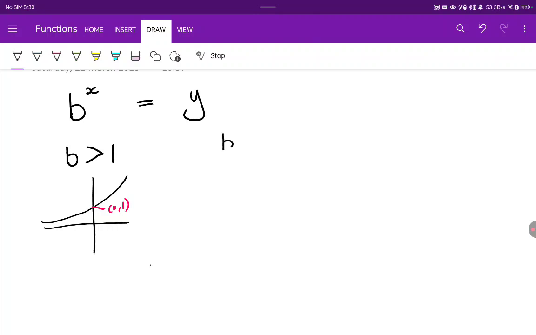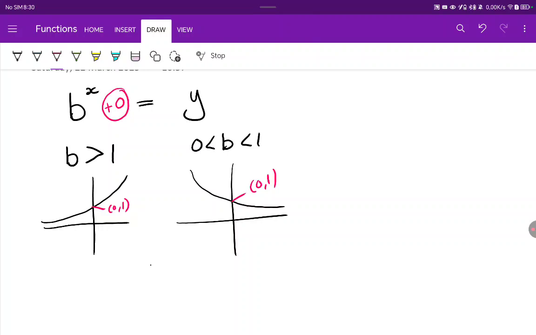b could be in between 1 and 0, in other words, a fraction or a decimal. In this instance, your graph will look like this. And again, this point is going to be 0, 1. Now, what I'm saying with regards to this pink one, that is in an instance where there's no plus c, it's plus 0, right? There's no translations. So your standard b to the x goes through 0, 1.